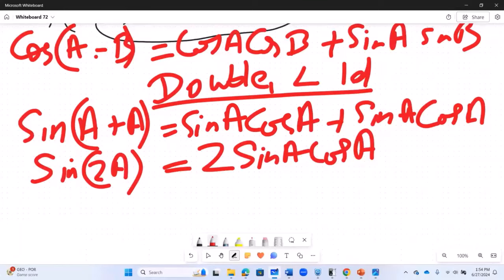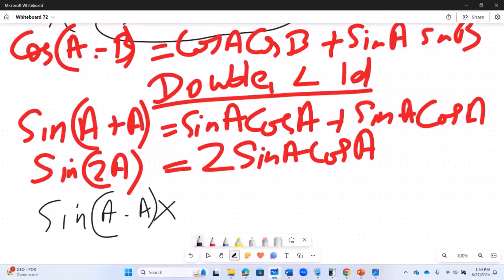Okay, well, what about subtraction? Let's look at that actually. Sine A minus A is as good as nothing, sine 0. So there is nothing, no identity there. So let's go to cosine.